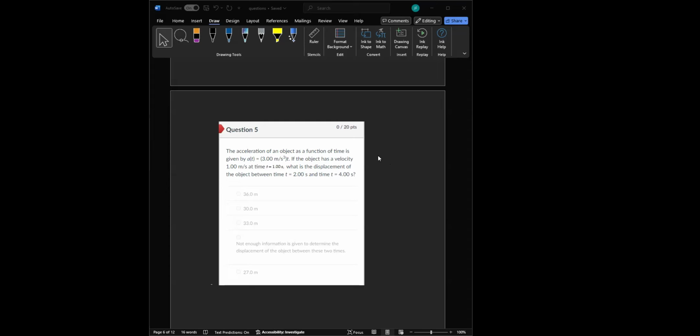All right. Now does it show up for you? Yeah. The acceleration of an object is given as a function of time. If the object has a velocity of 1 meter per second at t equals 1 second, what is it? Yeah, this is a good one. So let me write this information down again. I've got a of t is equal to 3.00 meters per second cubed times t. And what we know is v of t at 1.00 seconds is equal to 1.00 meters per second.